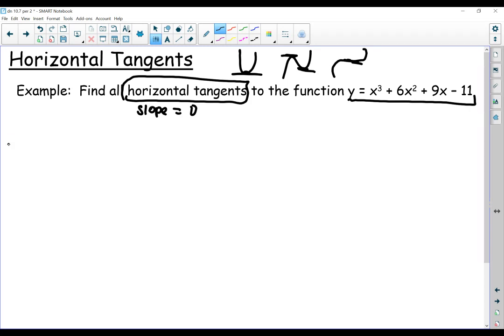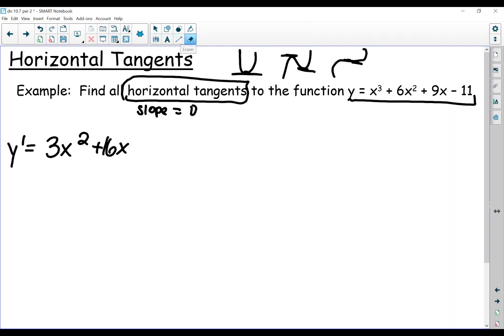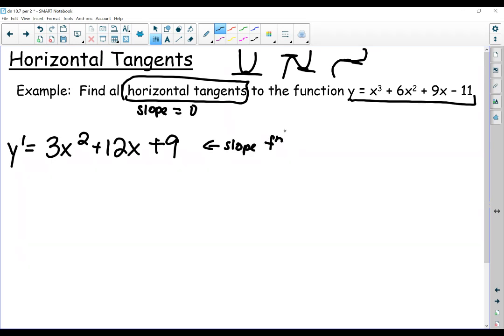Well, to do that, you should find a slope function. The slope function calculates the slopes. So if I go ahead and do that here, if I can, multiply, right? 6 times 2 is not 16. 6 times 2 is 12, x to the first, plus 9 minus 0. I have this. This is a slope function. The derivative is a slope function. It'll calculate the slopes for me.